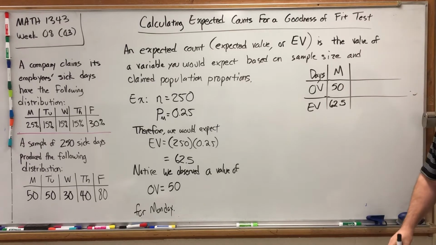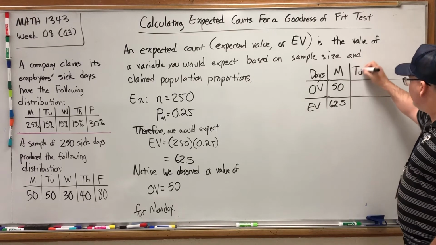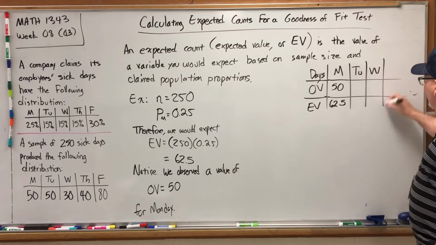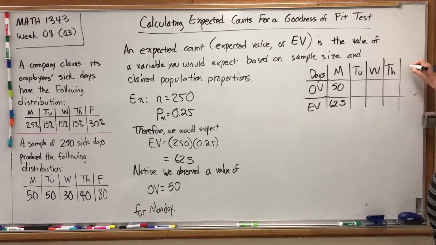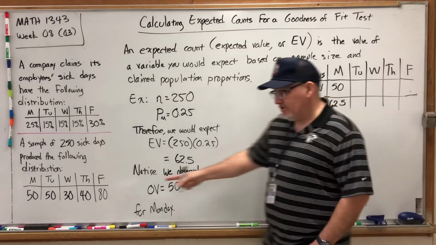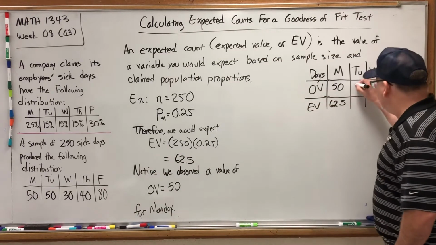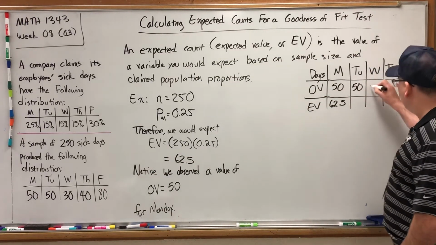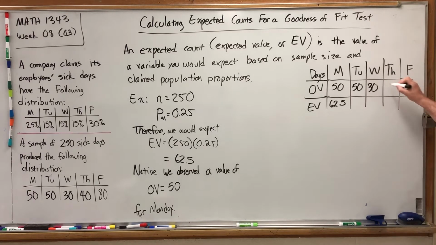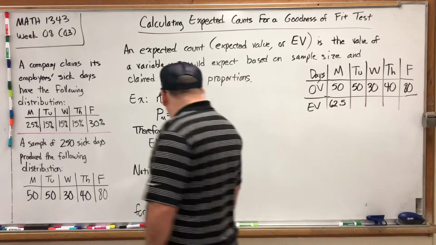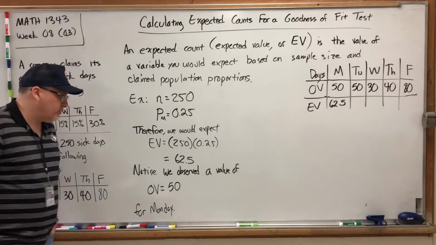Let's do the same thing for the rest of the days: Tuesday, Wednesday, Thursday, and Friday. The observed values are easy. We were given all of those. This is what we observed from our sample. We observed 50 sick days on Tuesday, 30 sick days on Wednesday, 40 sick days on Thursday, and 80 sick days on Friday. But how would we calculate the expected values?